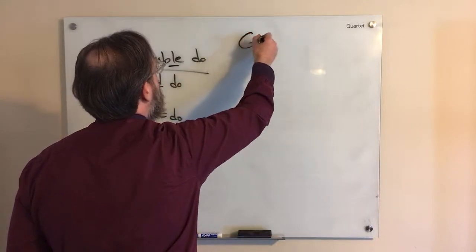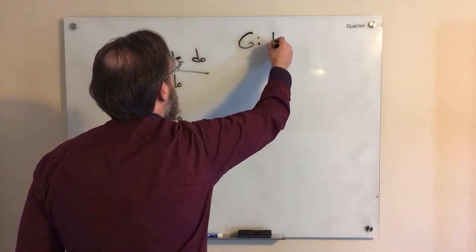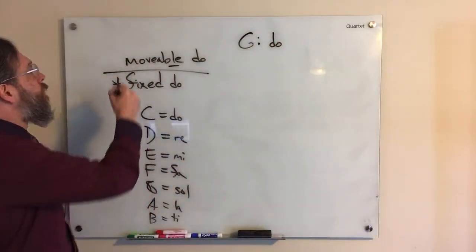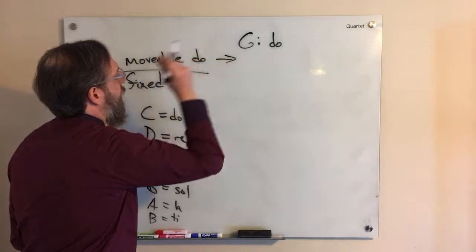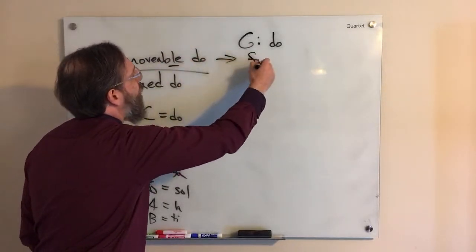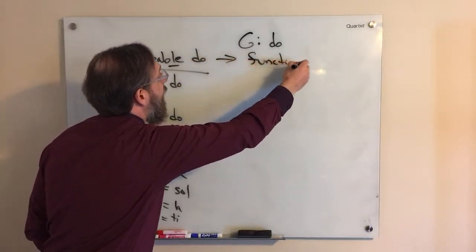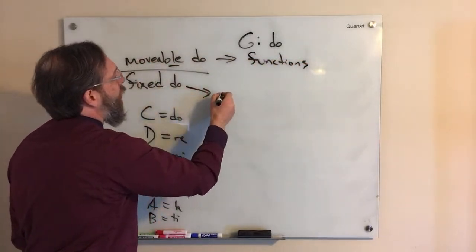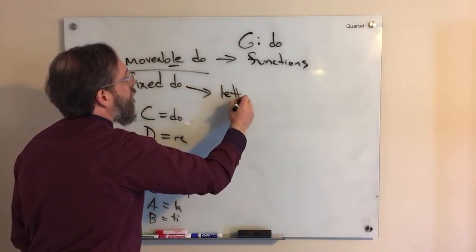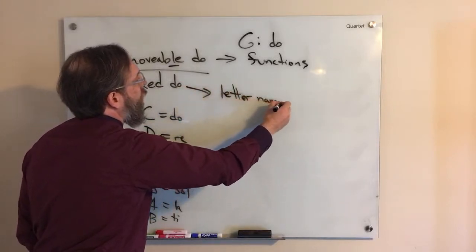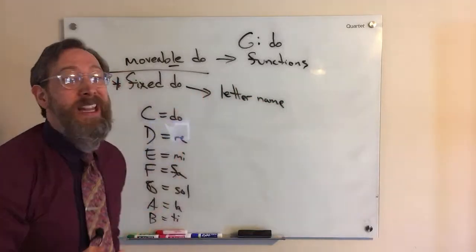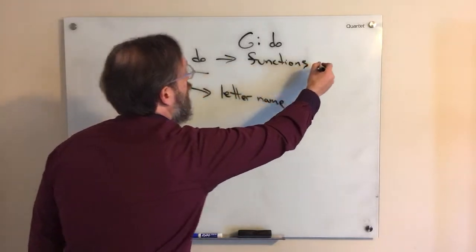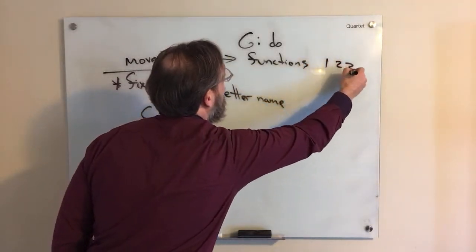So if you're in G major, do is now a G. So movable do is connecting the word do with how it functions in the key. And with fixed do, it is connecting do with the letter name. So could you just use the letter name? Yes.